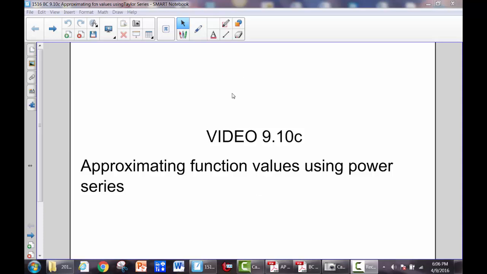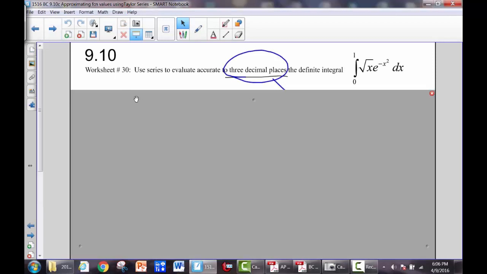Hi, welcome to video 9.10, C, approximating function values using power series, which we just pretty well started anyways. So this is from the worksheet number 30.